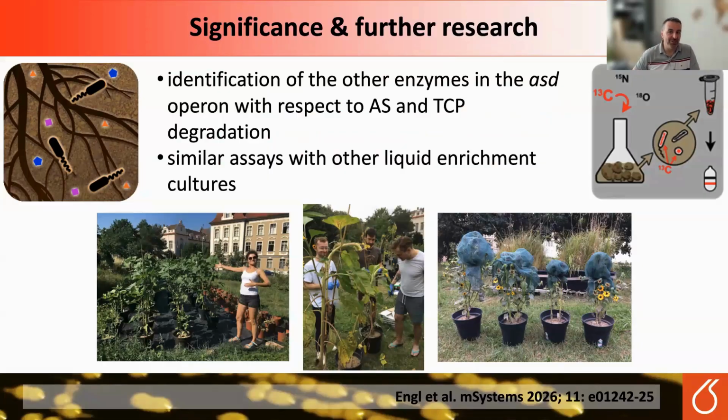Anyway, so what's next? We are planning on the identification of other enzymes that are present in the ASD operon, and we will try to do it with respect to acetylsyringone and also TCP degradation. Although I personally think that only the first enzyme of the entire degradation pathway is involved in TCP degradation, let's see, this has to be investigated. However, very likely the acetylsyringone degradation continues, logically, as is normal in soil bacteria, through the other enzymes of the same operon.